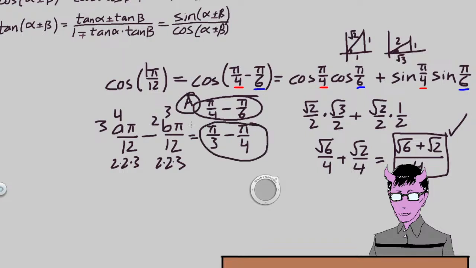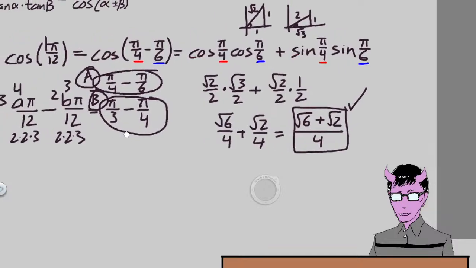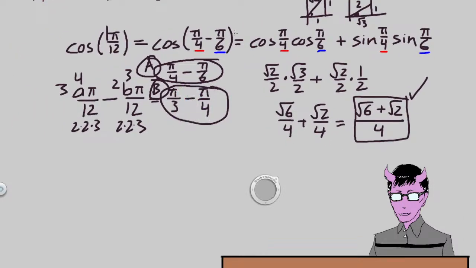What if we'd chosen this one instead, right? We should get the same answer, hopefully. So in this situation, we're going to start over yet again. Instead of splitting the pi over 12 into the other combo, we're going to split it into this combo instead. So now we're evaluating cosine of pi over 3 minus pi over 4.